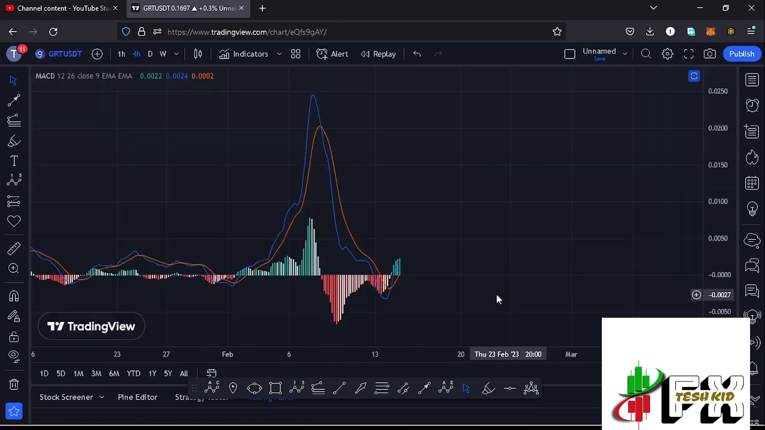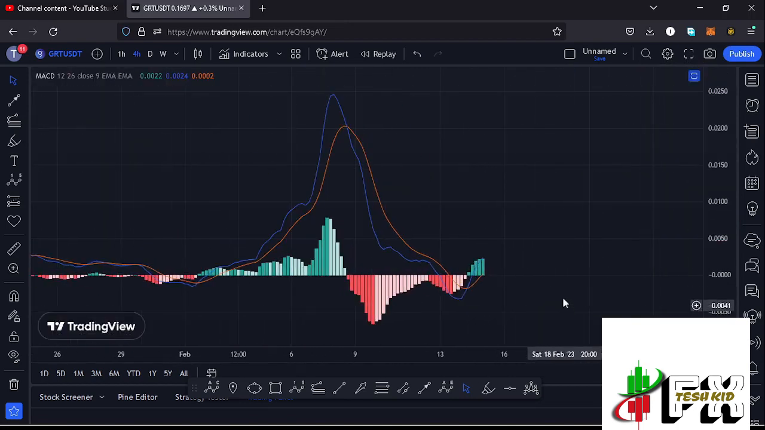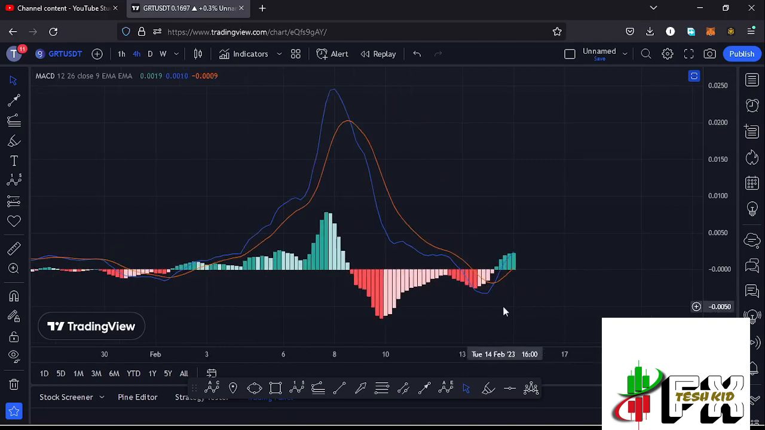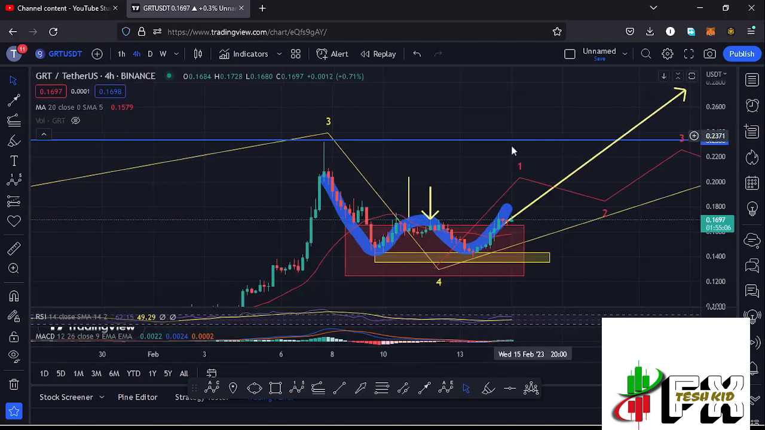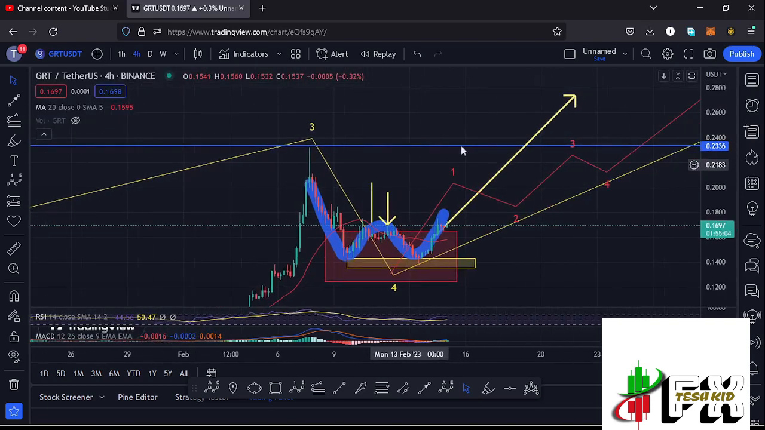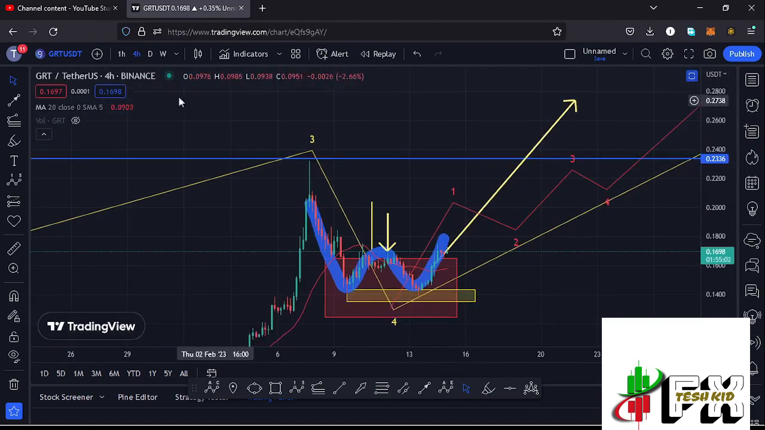Also taking a look at the MACD here on the 4-hour MACD, we have been able to print a bullish cross, fully supporting higher prices in the formation of that wave 5. So let's be patient and see how that plays out, and I'll be keeping you updated.